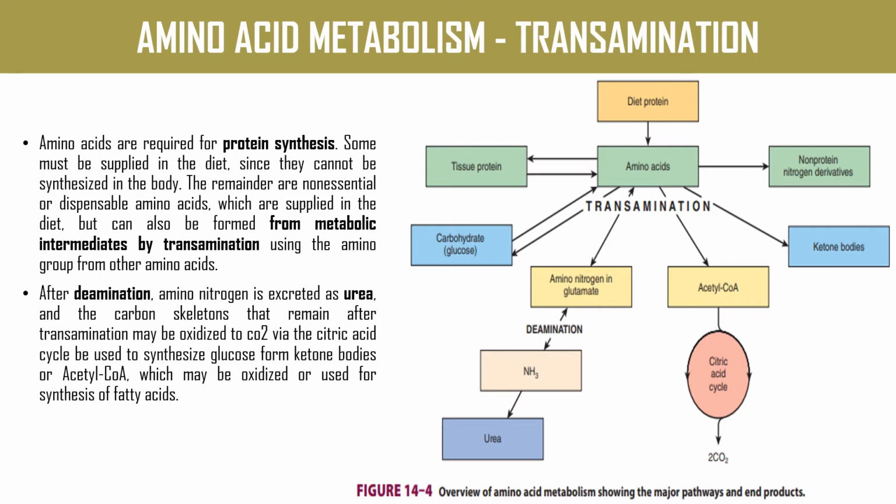So in the figure you can see amino acid can form the non-protein nitrogen derivatives. Tissue protein can turn into amino acid, and amino acid can also turn into the tissue protein. When transamination occurs, amino acid turns into carbohydrate, amino nitrogen in glutamate, acetyl coenzyme A, and ketone bodies. Amino nitrogen in glutamate goes into deamination, forming NH3 and then urea.